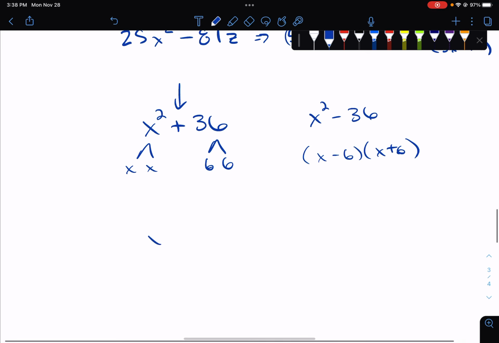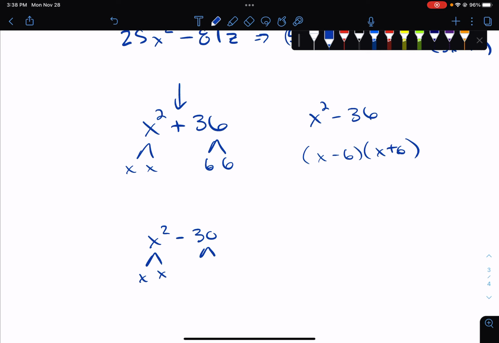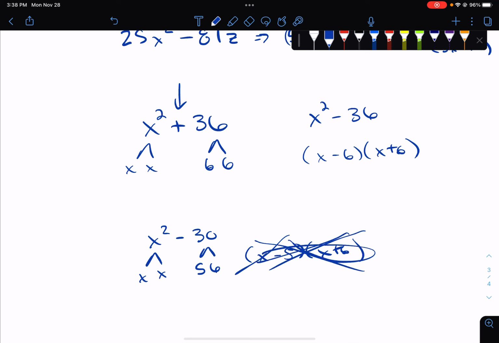Also, if I had x squared minus 30, x squared is x times x, but 30 is not anything squared. It's not 5 times 5 or 6 times 6. It has to be the same number times itself. I can't say 5 times 6 and then write x minus 5, x plus 6. That's not how this works. It has to be the same number multiplied by itself in order for it to work.